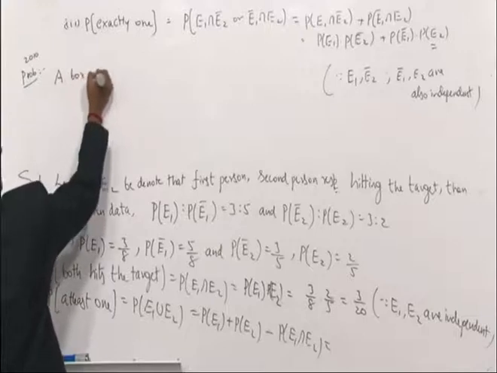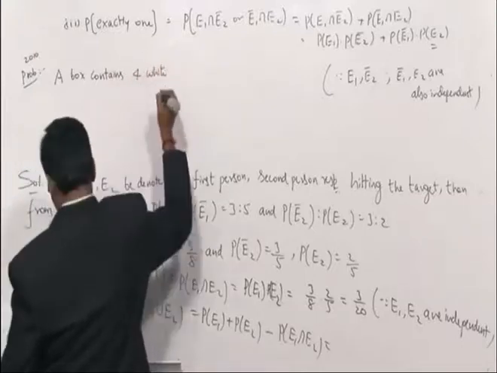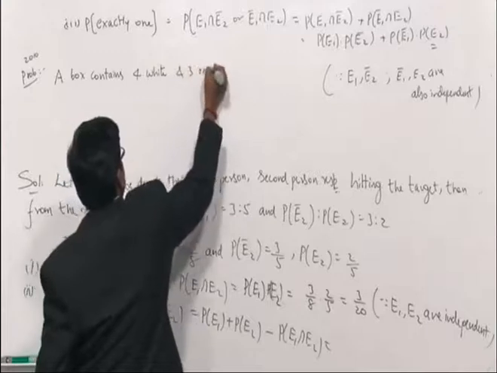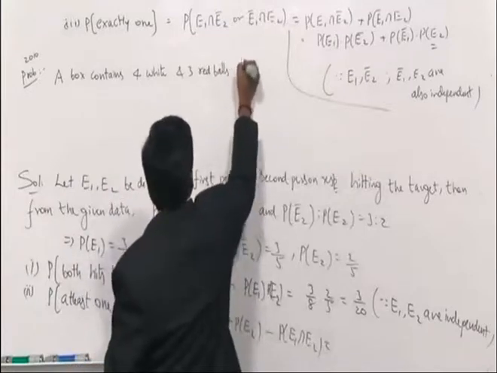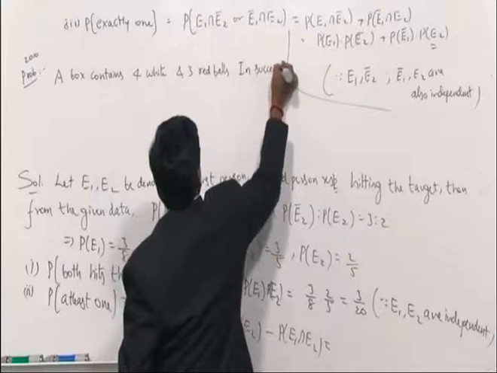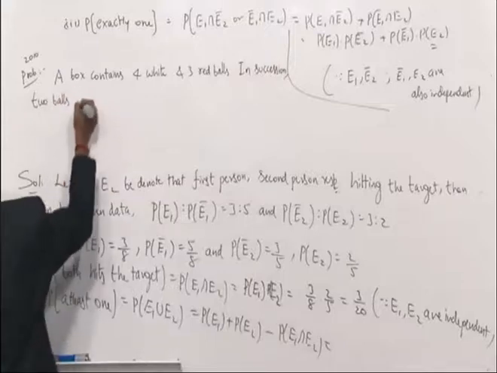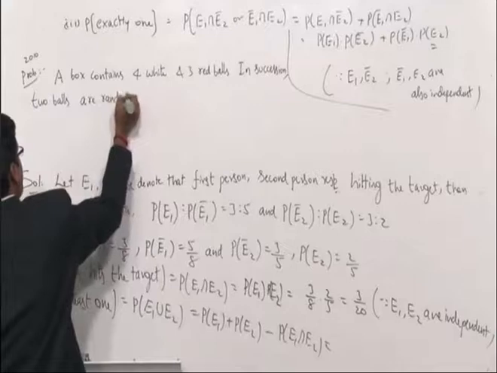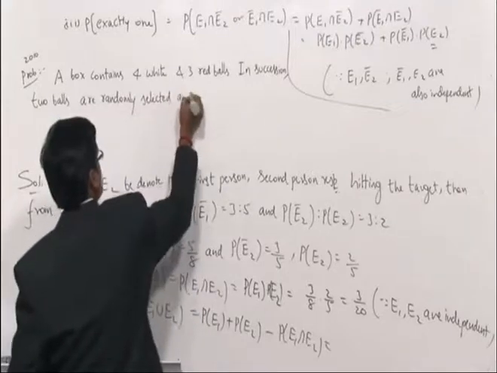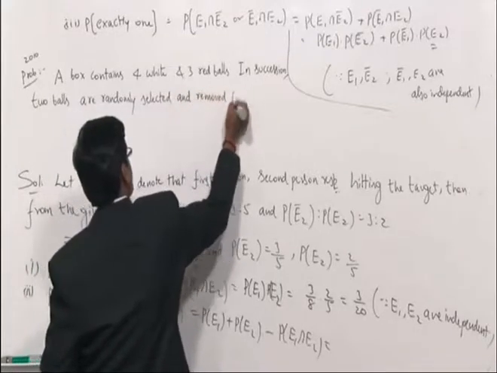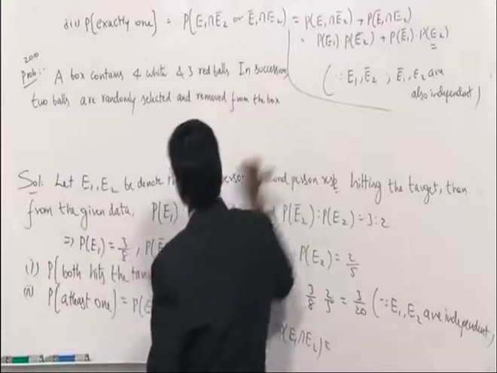A box contains 4 white and 3 red balls. In succession, 2 balls are randomly selected and removed from the box.